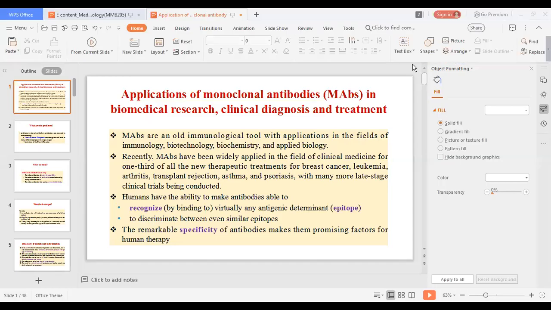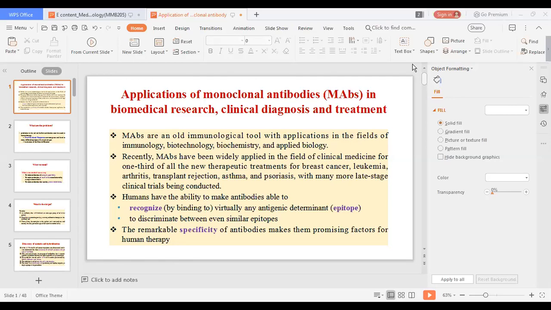Dear students, today I am going to discuss the topic applications of monoclonal antibodies, that is MABs, in biomedical research, clinical diagnosis and treatment. This particular topic belongs to module 4 of your course MMB203.